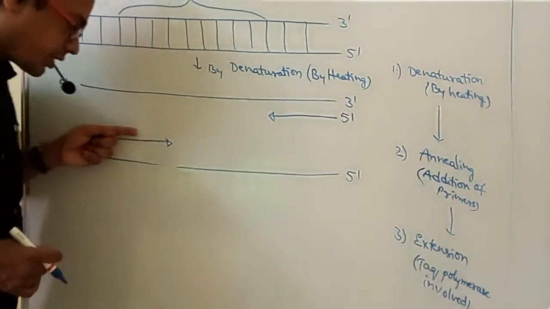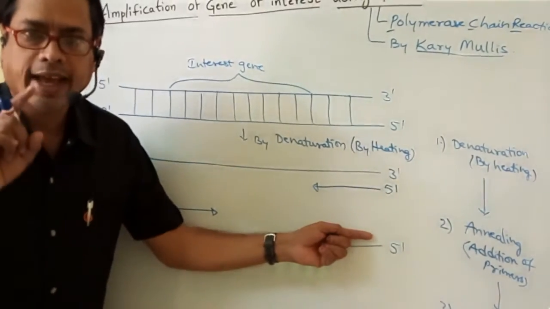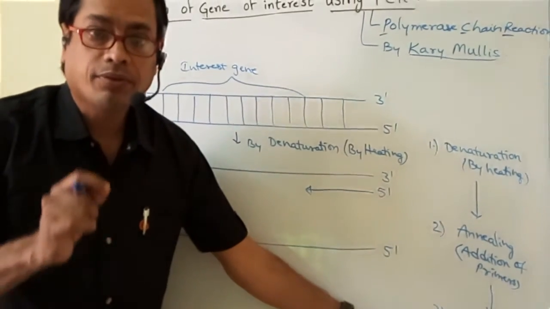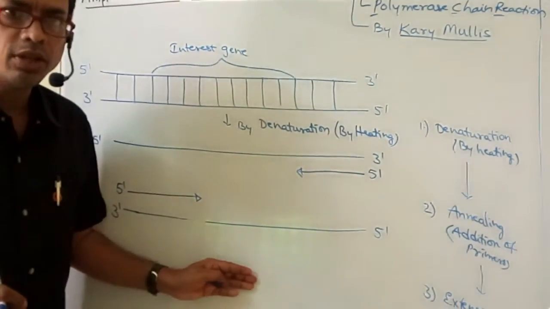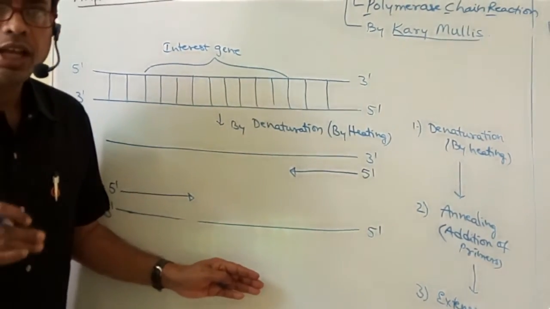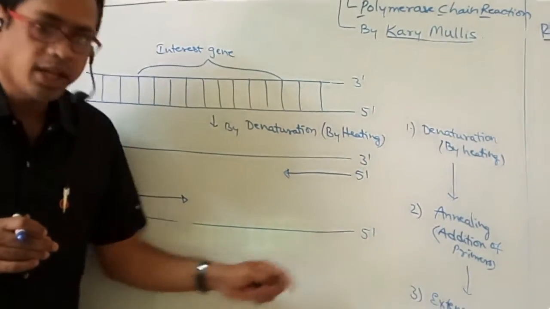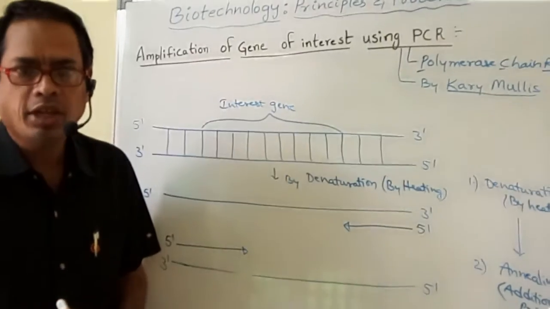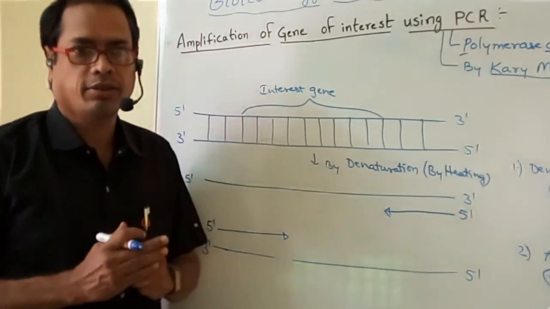If the primer is extended like this, which enzyme is involved? Taq polymerase. That means it is a type of DNA polymerase, as DNA is synthesized now. This enzyme is a thermostable enzyme. Thermo means heat. It can tolerate high temperature.